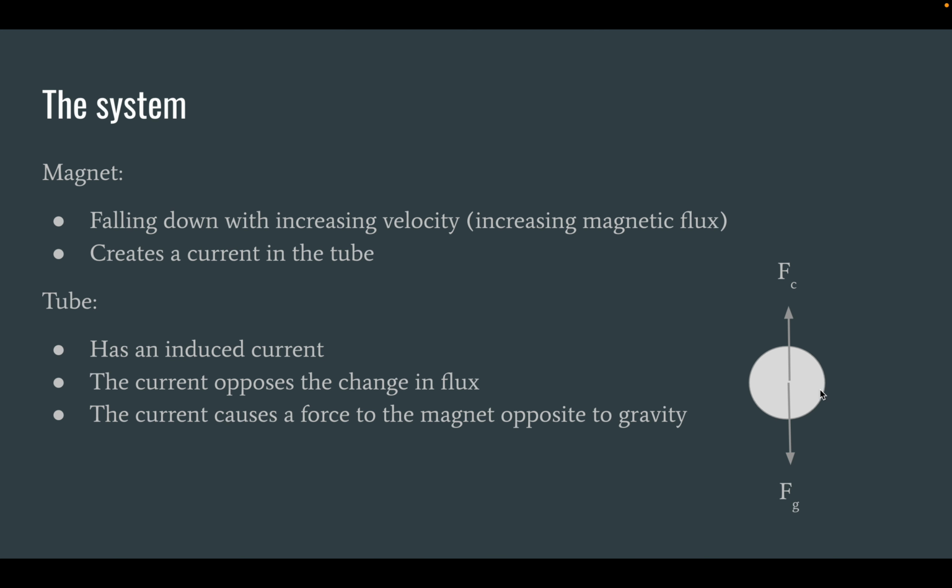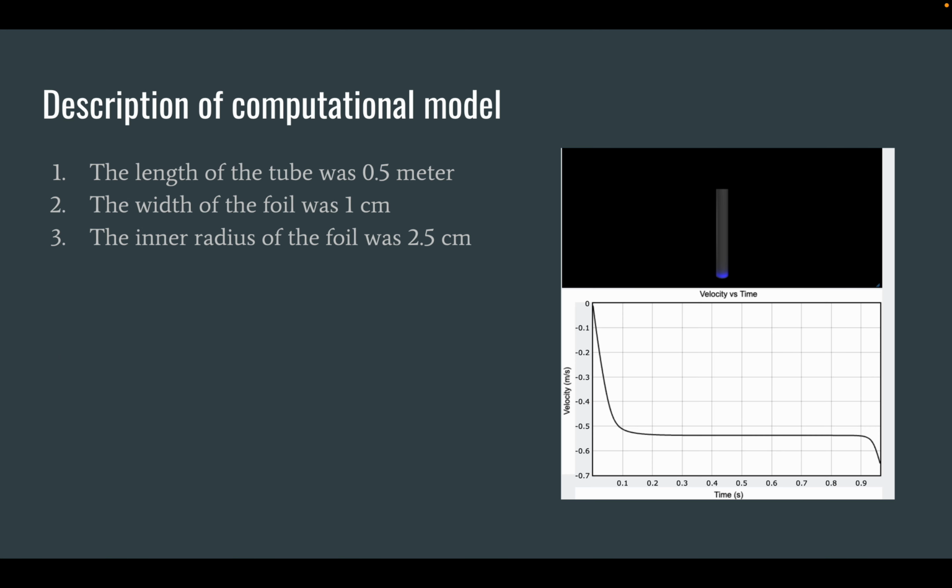So the system here is the magnet, which is falling down with increasing velocity, which is increasing magnetic flux, and it creates a current in the tube. The tube has an induced current, and the current opposes the change in flux. This current causes a force on the magnet opposite to gravity, slowing it down.